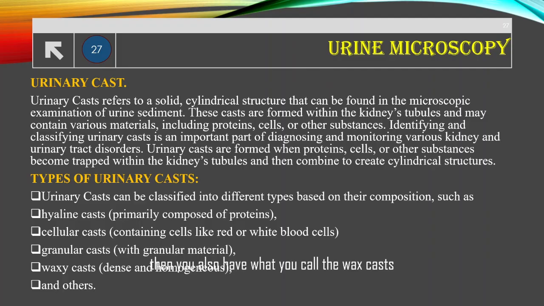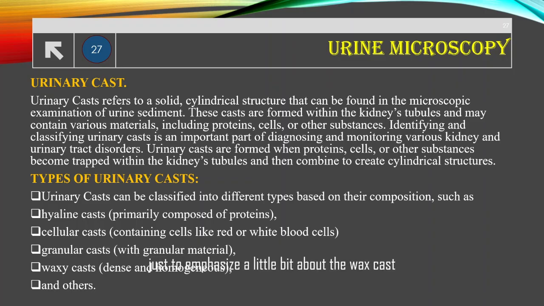Then you also have what you call the wax casts. The wax casts are made up of dense and homogeneous substances. Others also have what you call the fat casts. The fat casts are made up of fats or lipids, so these are also called lipid casts. This is a type of urinary cast that can be observed on a microscope, and they are characterized by the presence of fat droplets or lipid droplets within the same cylindrical structure that you see on a microscope. Usually these are seen in chronic kidney injury.